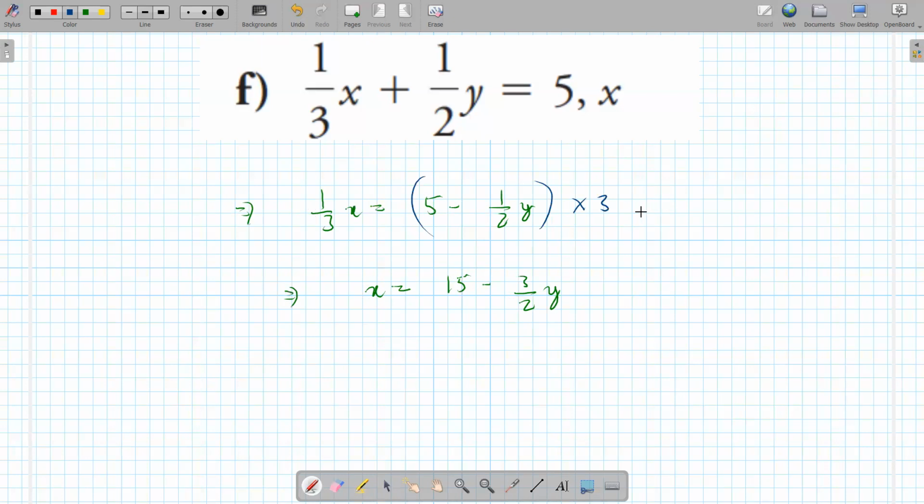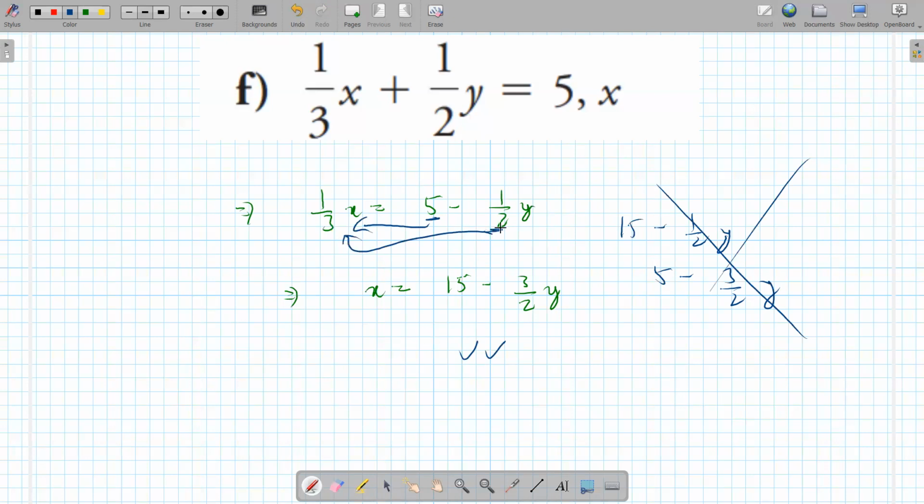A very common mistake people do is they don't put that bracket there, and then they say it's 15 minus 1 over 2y. Or they say it's 5 minus 3 over 2y. They only multiply one element with 3. That's wrong. Okay? You multiply both elements with 3. So this is wrong. This is good. Multiply this by the 3. Multiply that by the 3 as well. But not the denominator though.